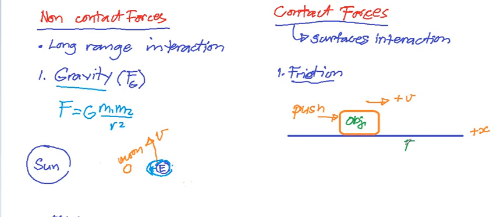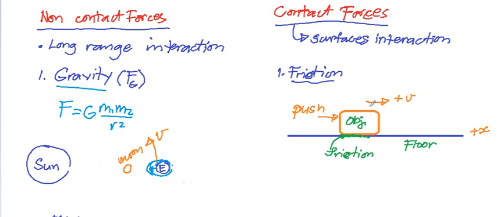So we have here, this is the floor. Now the interacting surfaces here, that's where we can find what we call friction. That is friction, the interaction between the surfaces of these two objects. So the friction is always opposite to the direction of the object.